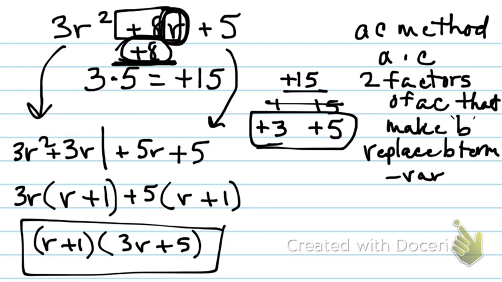So the factoring didn't change. We just have to be able to break that middle term into 2 terms so that instead of 3 terms we have 4. Okay? So that's all there is to the AC method, being able to break that middle term into 2 terms. And the process for doing it never changes. Right? So let's look at another one.